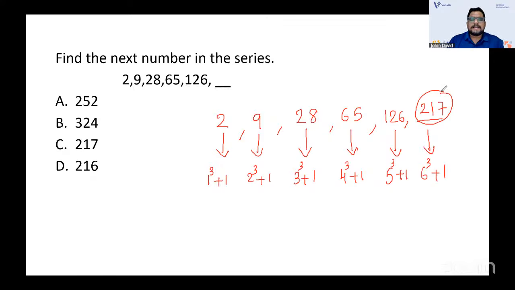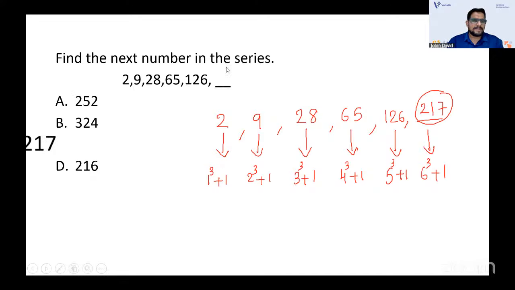See guys, it's mandatory that you learn the cubes and squares in order to solve number series. Here 1 represents 1 cube plus 1, and 9 represents 2 cube plus 1. So you should be familiar with 2, 9, 28. These are numbers next to the cube numbers. You should also be familiar with numbers like 0, 7, 26, 63. These are 1 cube minus 1, 2 cube minus 1, like that also you can associate. So you should be very familiar with these numbers. So the answer is 217.